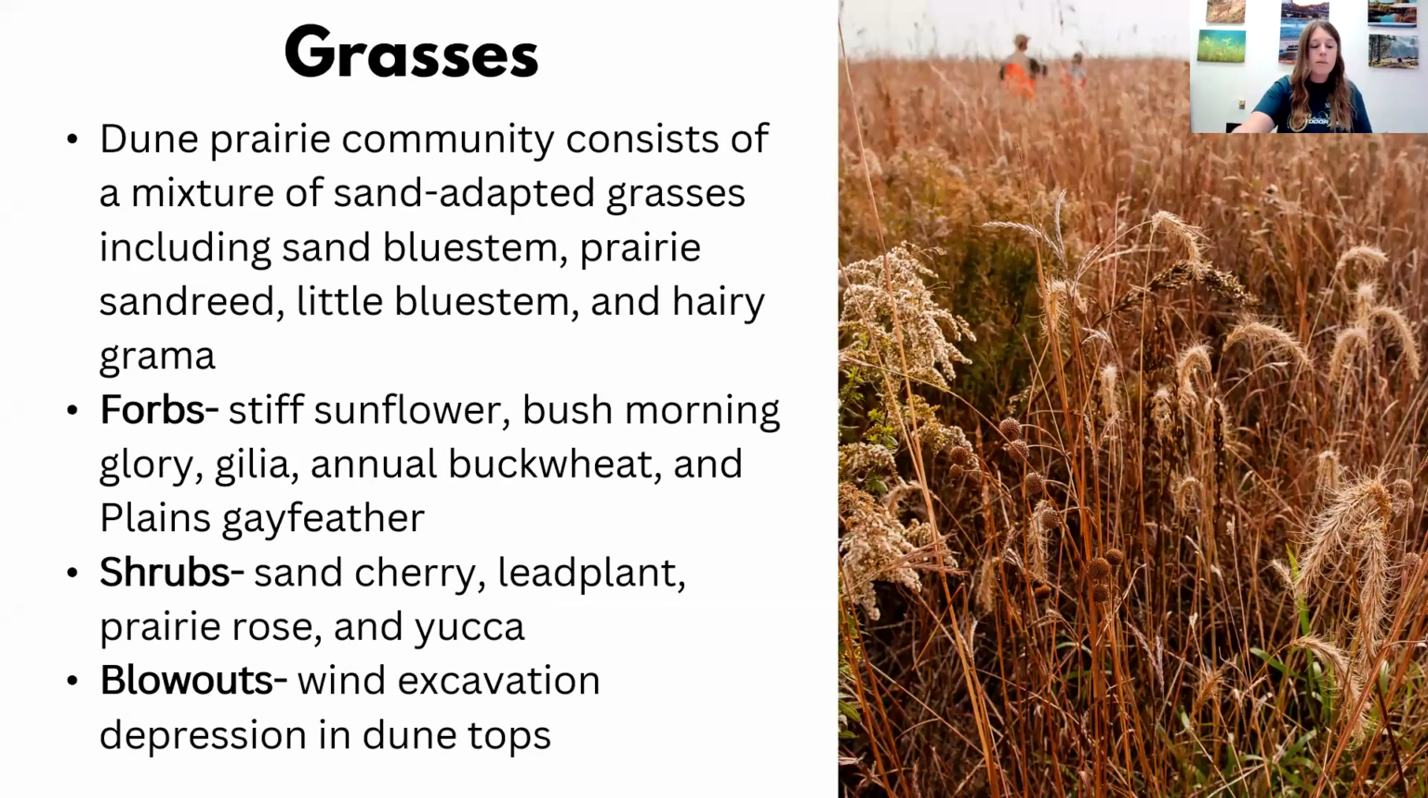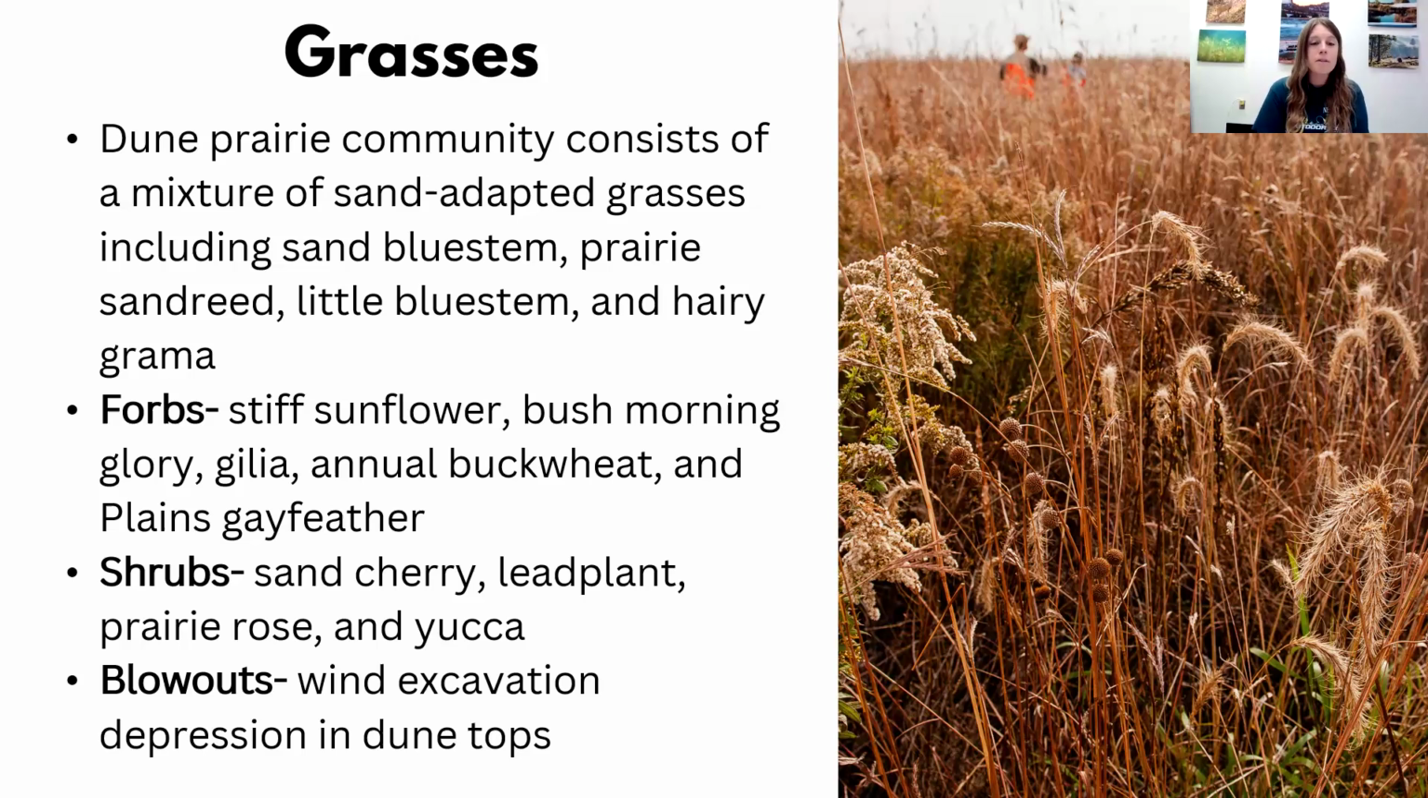One of those being grasses. Grasses are a huge portion of Nebraska. We are technically a prairie state, and we have a lot of prairie grasses. A lot of these grasses are sand adapted. Some of them are found in other ecoregions as well, but there are some that are specifically in that area. A lot of you, I'm sure, have heard of bluestem, prairie sandreed, hairy grama. A lot of those are in the prairies and also the Sandhills of Nebraska.